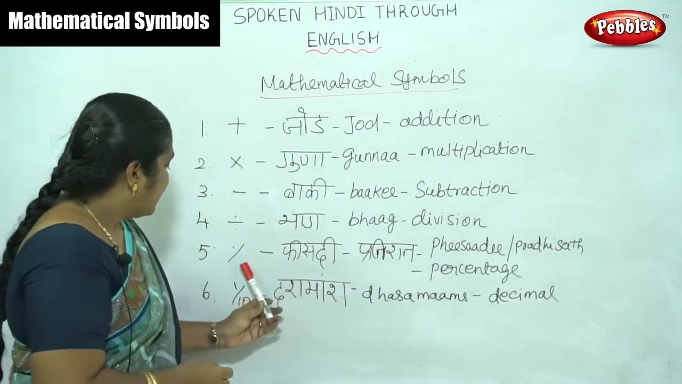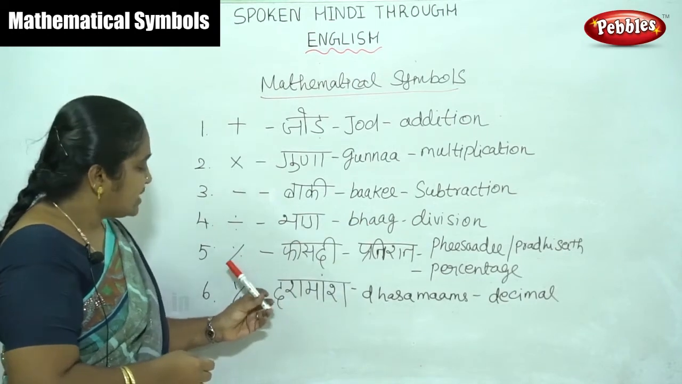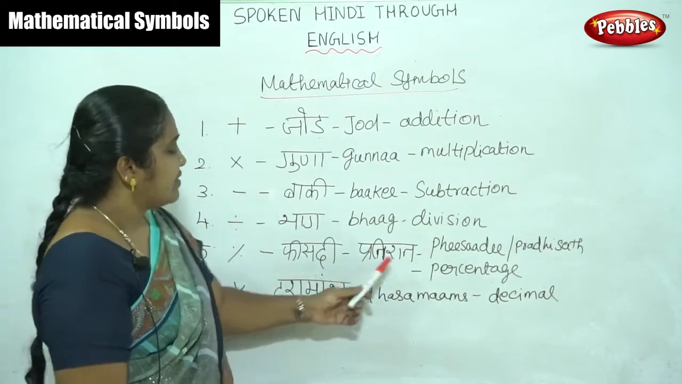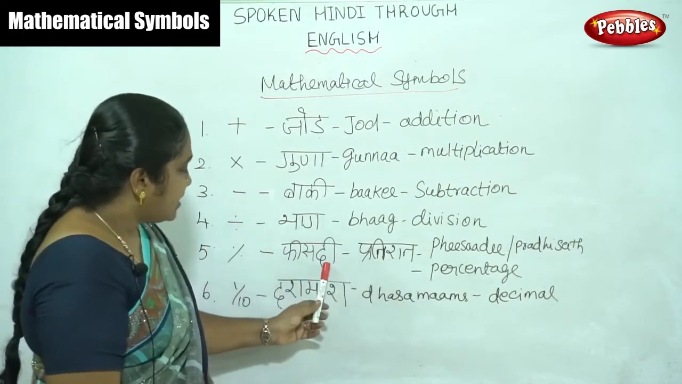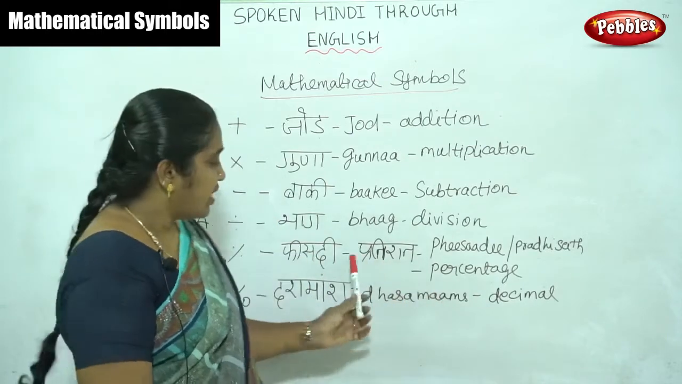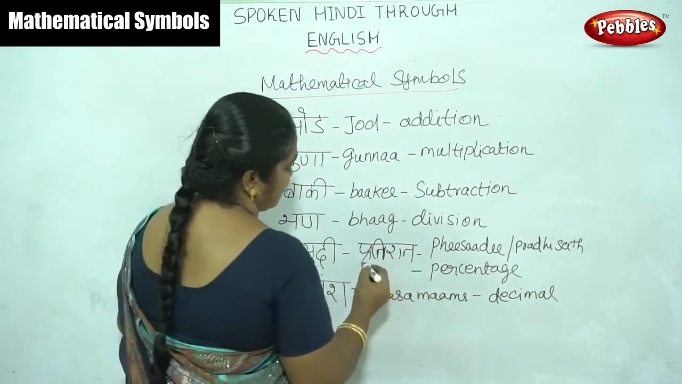Then the fifth one is percentage. For percentage we have two names, Fisadi and Pradishat. The most commonly used is Pradishat.